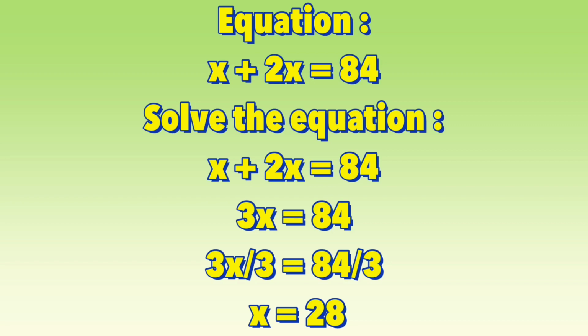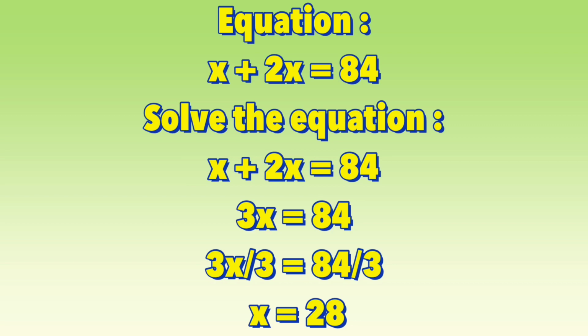Then combine like terms, x plus 2x equals 3x. Then just bring down the 84. And we're going to solve for x, so we're going to divide both sides by 3. So 3x divided by 3 equals x, and 84 divided by 3 equals 28.